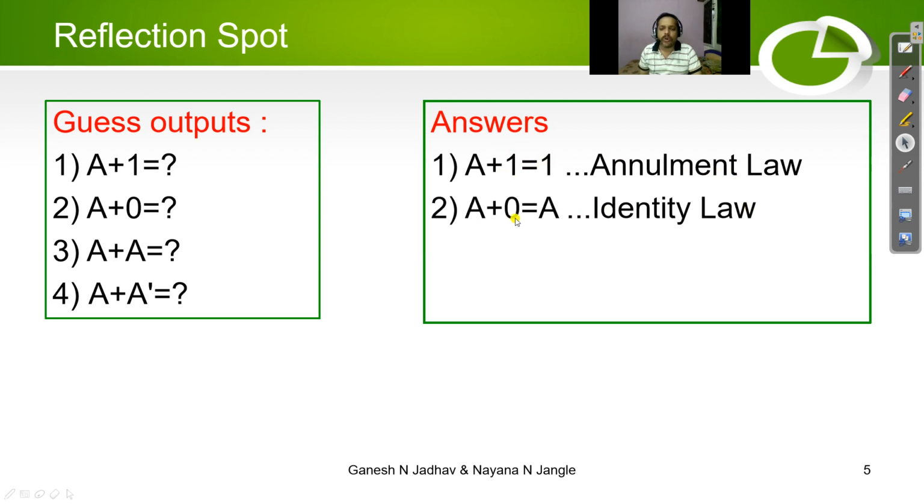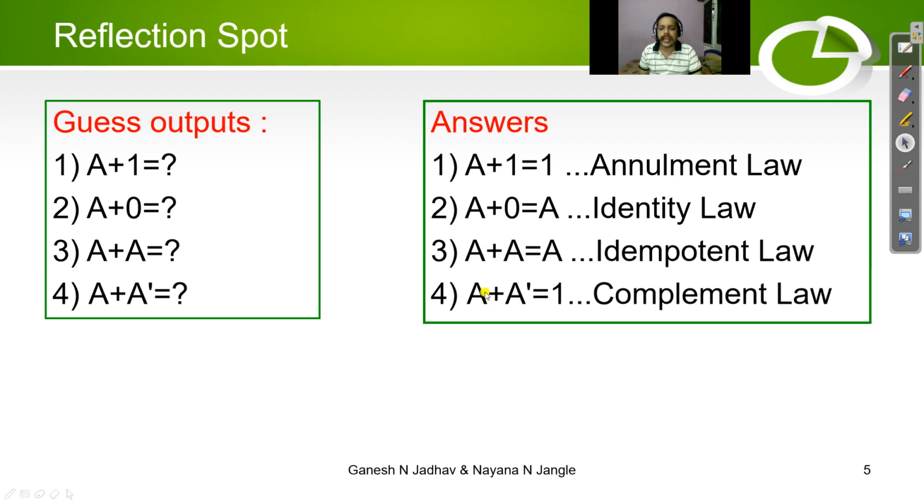A plus 0. So anything added to 0 will remain that term only. Suppose A is 0, then output is 0. A is 1, then output is 1. That is called the identity law because it depends upon the input. Next is A plus A. Suppose A is equal to 0, 0 plus 0 is 0. A is equal to 1, 1 plus 1 is 1. So it is called the idempotent law.